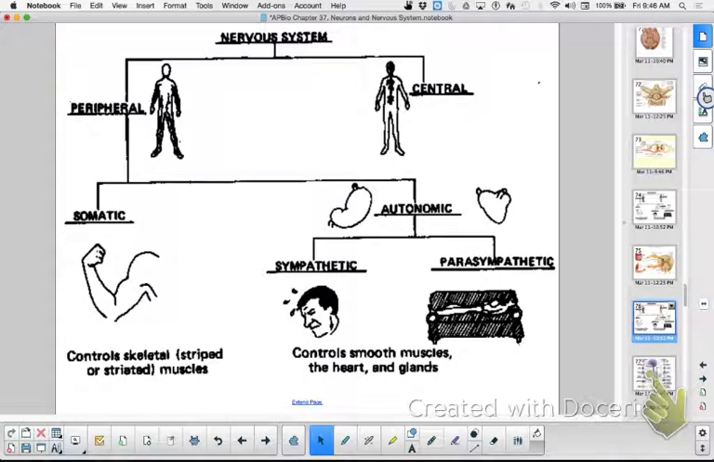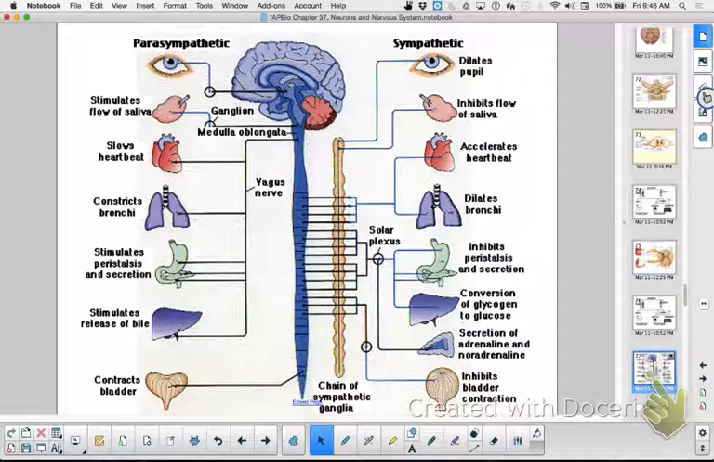And then to the autonomic, if you take a look here, the differences between the parasympathetic and the sympathetic. Parasympathetic, things like slowing the heart, constricting bronchi, getting digestion to take place, bile from your liver because you're digesting, versus here where you're getting ready for stress, accelerating the heartbeat, dilating the bronchi. Inhibits flow of saliva. You're getting ready to make a speech and you're like, I need a drink of water. Yeah, you want the water. It's because it's been inhibited.